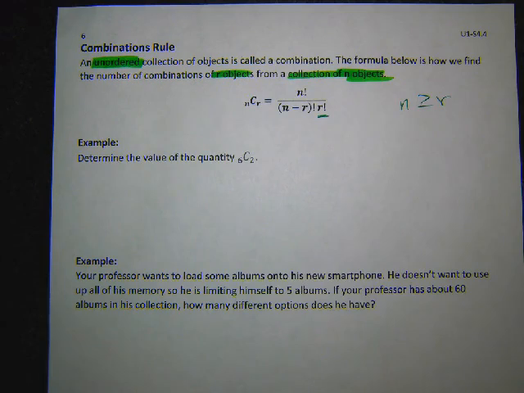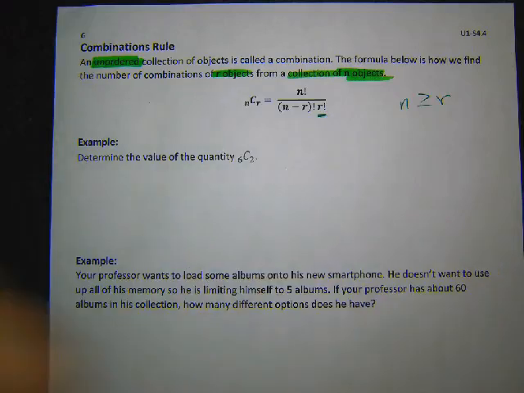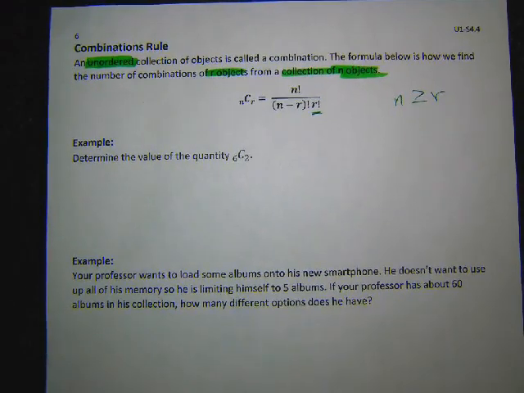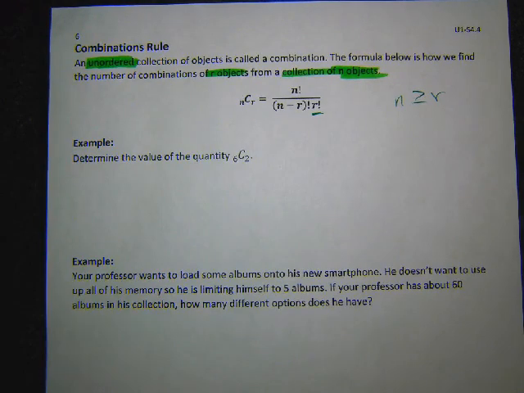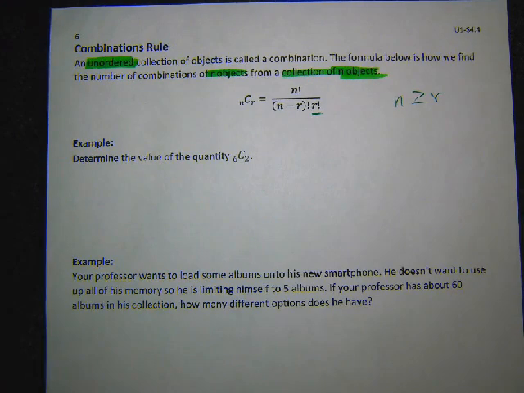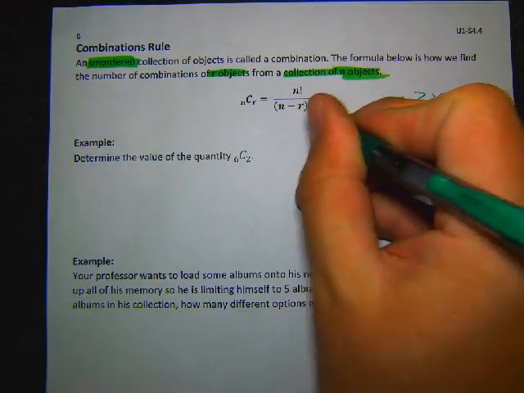So if you're picking 5 objects, if r is 5, dividing by 5 factorial gets rid of all the different ways you could rearrange 5 objects, because order doesn't matter. So we don't care about the fact that ABC is different than CBA, because whatever we're doing, it doesn't matter what order you pick the letters. So that's what this little r factorial does. It just divides out the orders.